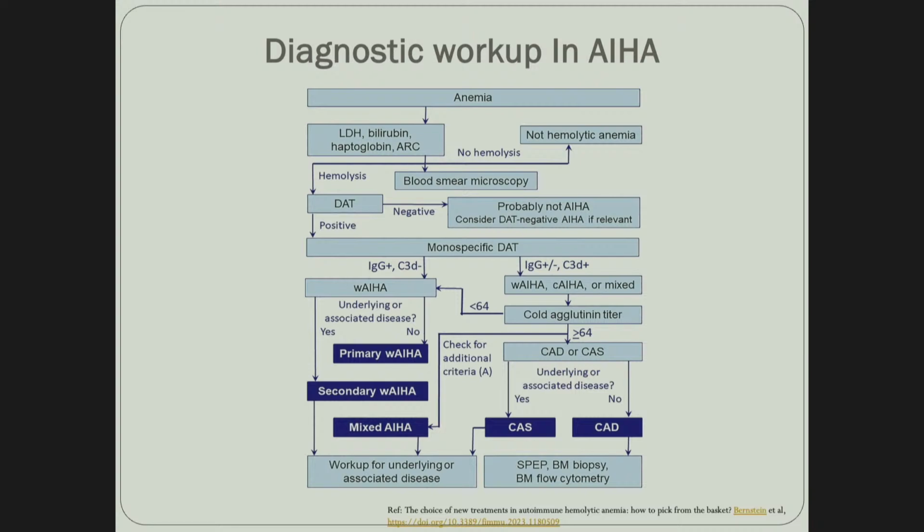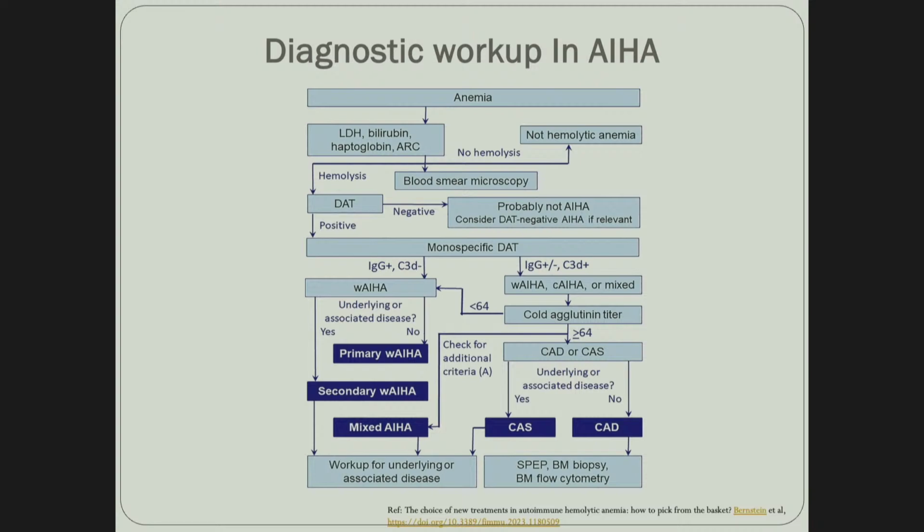Based on the picture, for IgG positive, it could be warm. If it is C3d, it could be mixed or cold autoimmune hemolytic anemia. After this, I'll go with the cold type, so we have to do cold agglutinin titers. If the titer is more than 64, it falls into the category of mixed type. If it is less than 64, it could be cold agglutinin disease or cold agglutinin syndrome.